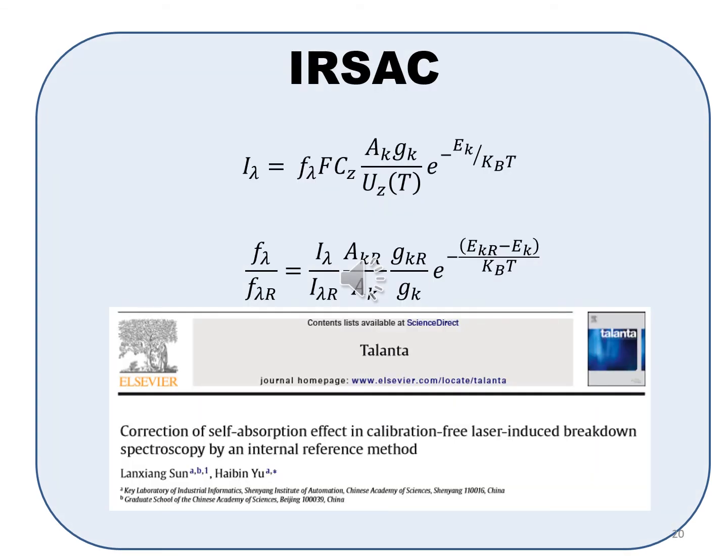Now, what is the theory behind the internal reference line self-absorption correction method? We have introduced a self-absorption coefficient here, shown as F lambda. This coefficient is 0 when the line is completely self-absorbed, meaning no lines, no intensity, and it has a value of 1 when there is no self-absorption. So we have to find a reference line which has a very low transition probability, which means weak lines, and by using these lines we can find the self-absorption coefficient for other lines.